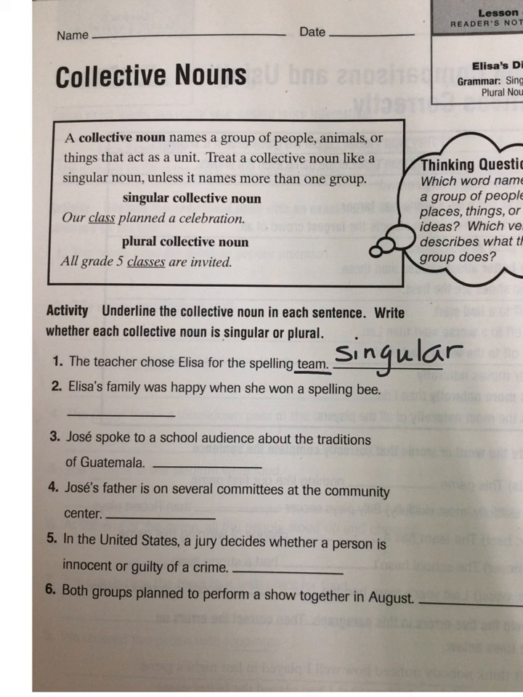Now, let's look at the next one. It says, Alyssa's family was happy when she won a spelling bee. Well, we know that family is composed of more than one person. It's usually like your mother, your father, your brothers, your sisters, so that's usually more than one person. So that is a group of people that act as a unit. So our collective noun in sentence 2 would be family. And we know that since we have the consonant and the Y, this is going to be singular. Because if it were plural, it would be families. So we've got family is singular.